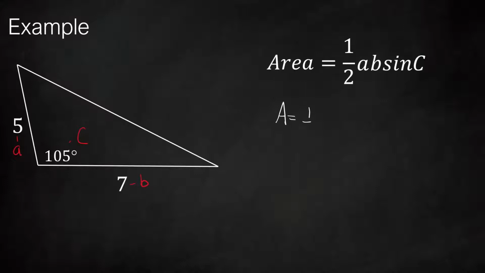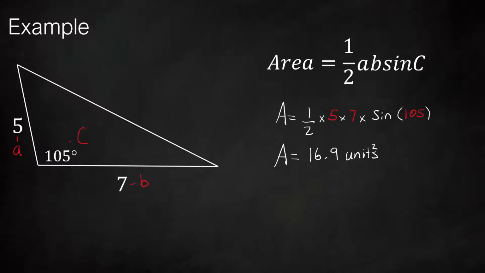So the area is just equal to half times a, which here is 5, b, which here is 7, and sine C, and C here is 105. If you pop that all into your calculator, you can do it in multiple steps, or you can do it all at once, but either way it should come out to be 16.9. And since I didn't put any units in the question, I've just written units squared afterwards.